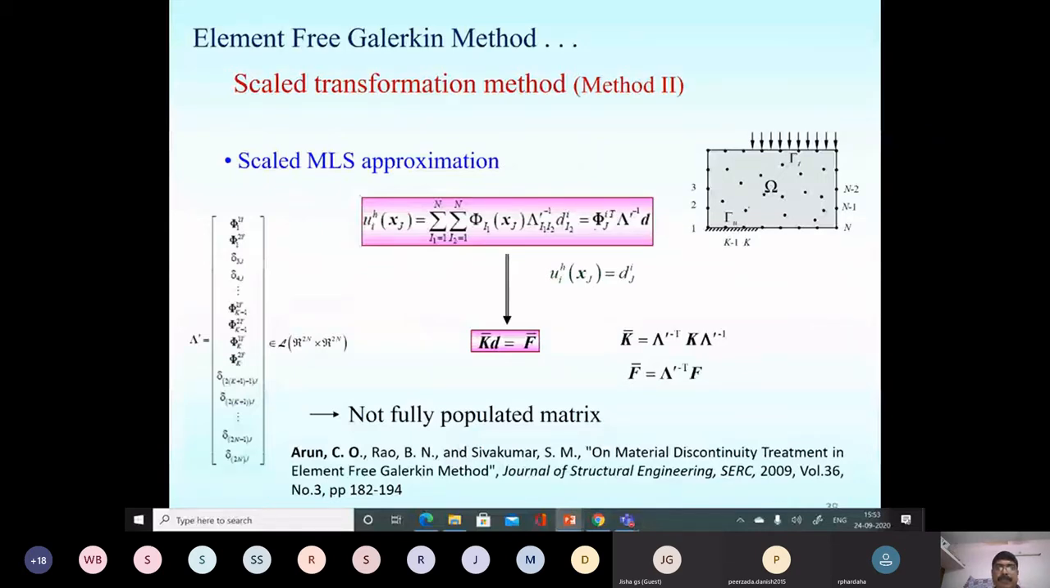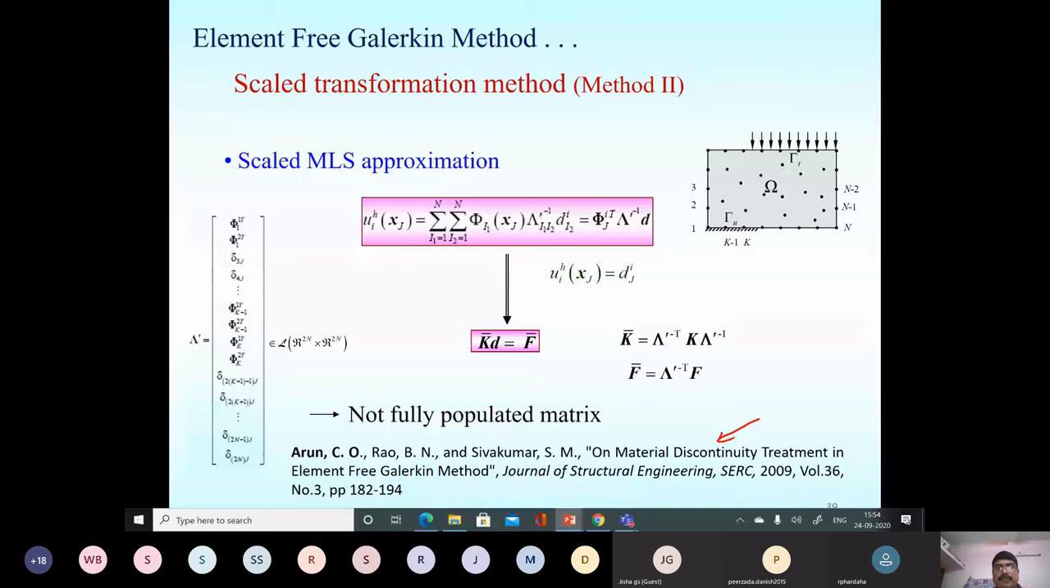At that point we came up with a different proposal: to scale the approximation at the boundary alone. In the approximation itself, we use a scaling matrix, a gamma inverse, so that it goes through the nodal values and the nodal parameters are the same at the boundary. So you get an equation like this, where you can directly apply the essential boundary as in FEM, and we can get more details in this particular paper. It is not a fully populated matrix, so the number of operations will be less when you take gamma inverse.